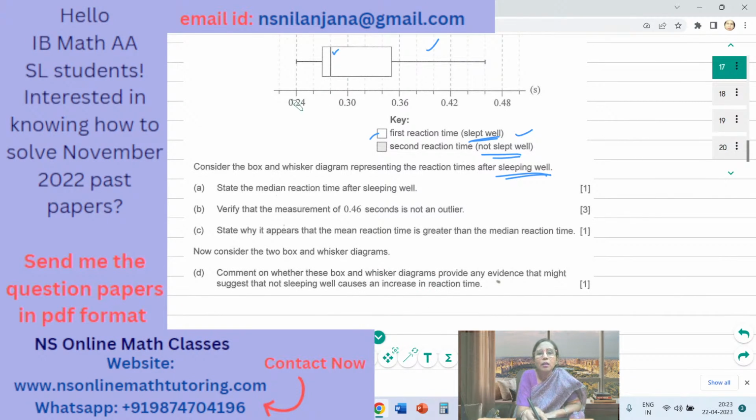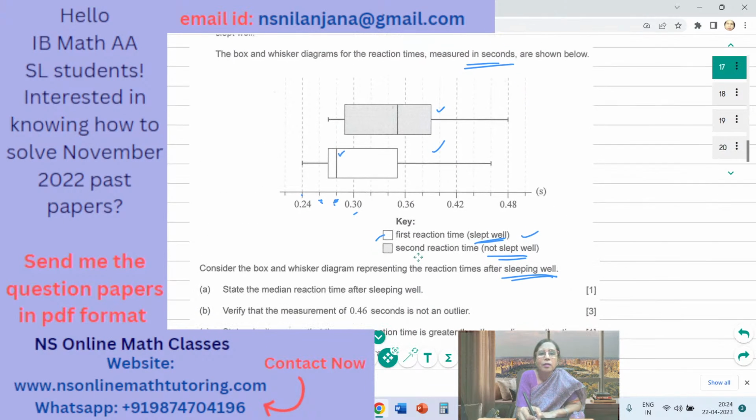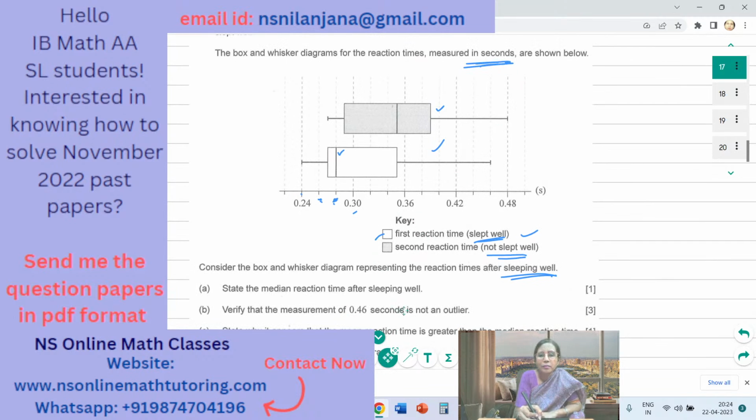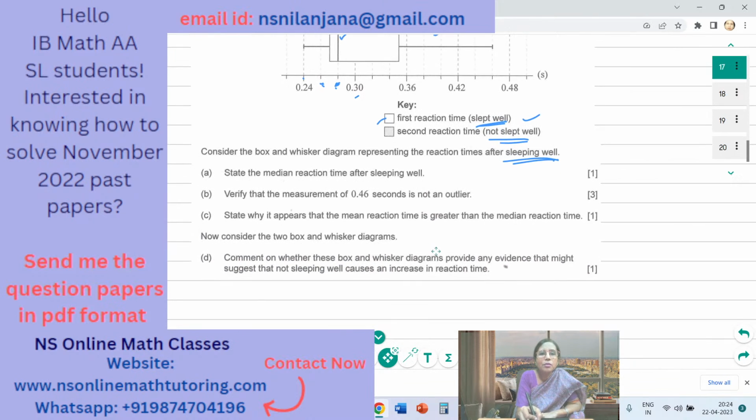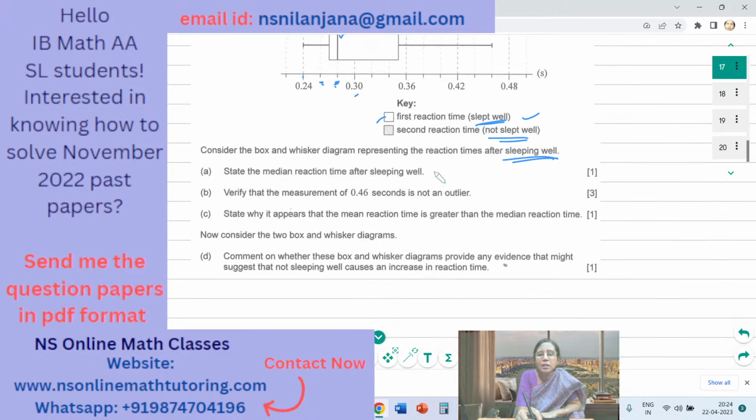Median is this one. This is 0.24 and this is 0.30. There are two subdivisions in between. So this will be 0.26 and this will be 0.28 because the next one is 0.30. So it will be 0.28 seconds because you see, measured in seconds. Let me just write the median reaction time over here, 0.28 seconds. This is the answer for the subpart A. The median is 0.28 seconds.